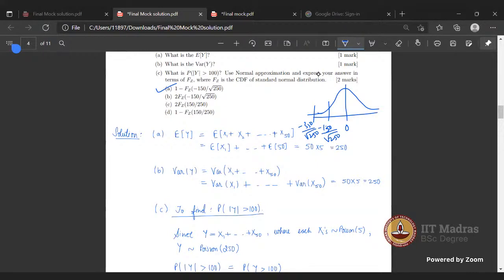Okay. Thank you, madam. So A is your correct option. Also in A you can also add minus 350 upon 250 if you want. It's also fine.